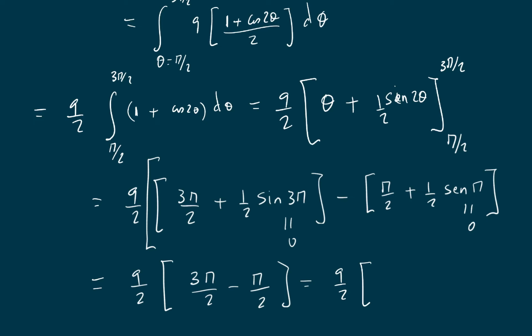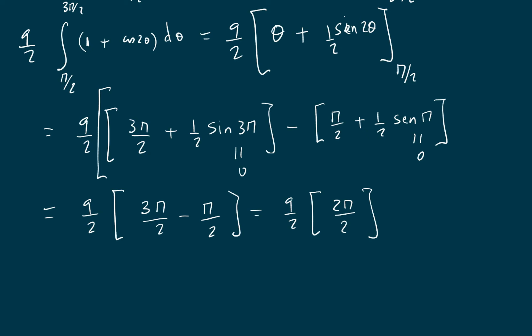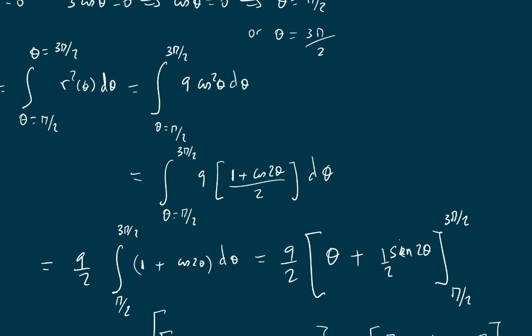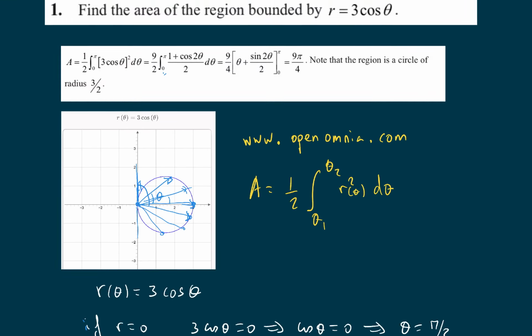What is 3 pi divided by 2 minus pi divided by 2? It is 2 pi divided by 2. Okay, if you take 3 times pi divided by 2 and you subtract 1 pi divided by 2, you will be ending with 2 pi divided by 2. So the 2 will cancel with the 2, and the result will be 9 half of pi. Okay, is this the same result that is here? Let me see. 9 half of pi?